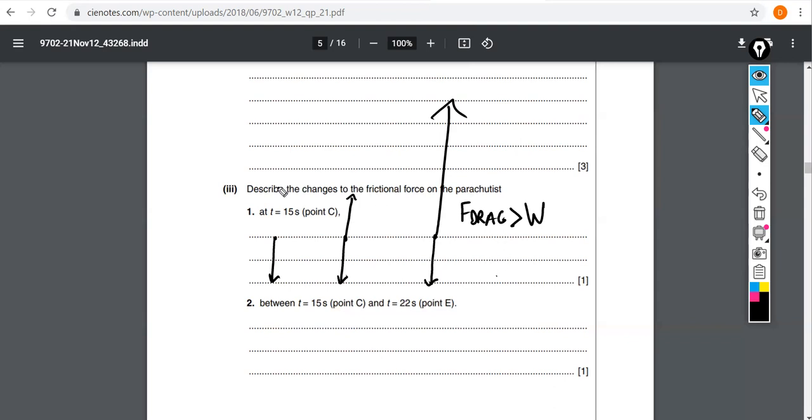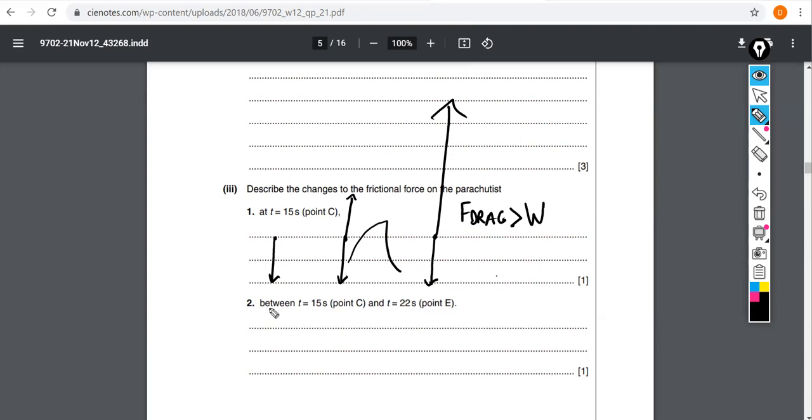All right, so the changes to the frictional force. Well, the frictional force has been changing the whole time, right? Getting bigger and bigger, so the resultant force has been going down and down. But now the frictional force, the drag force, becomes much greater in magnitude than the weight. And that's why there's a net force up. If there's a net force up and you're falling down, you're going to slow down. And that's where you see at point C the graph drops very sharply like this.